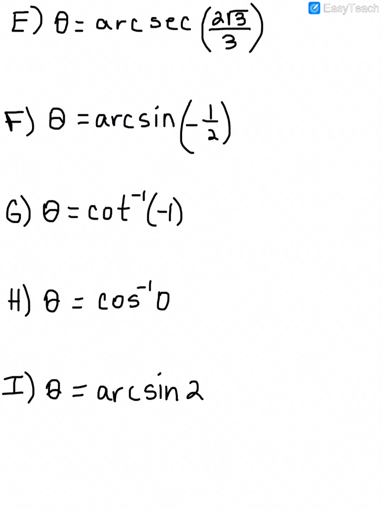For the arc secant of 2 square root of 3 over 3, this would be the same as arc cosine, let's write it like that, of, if I were to flip this value, square root of 3 over 2. So I want to know the angle whose cosine is square root of 3 over 2 between 0 and 180 degrees, and that would be 30 degrees.